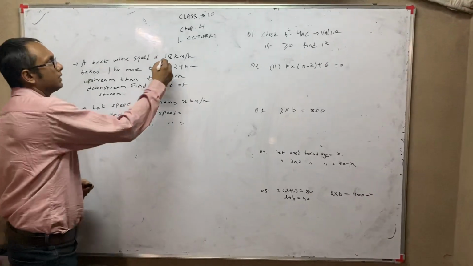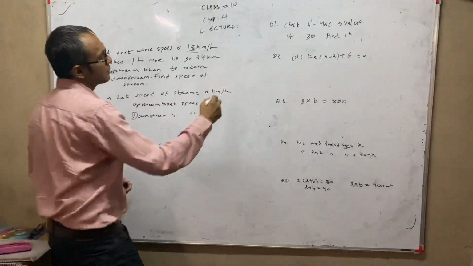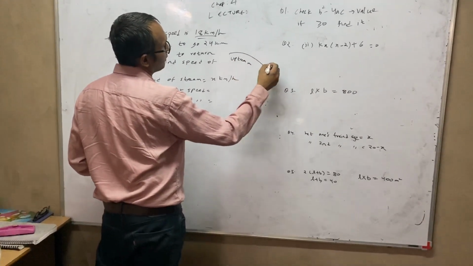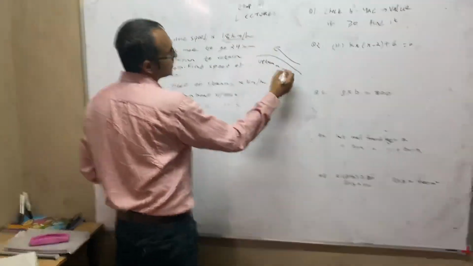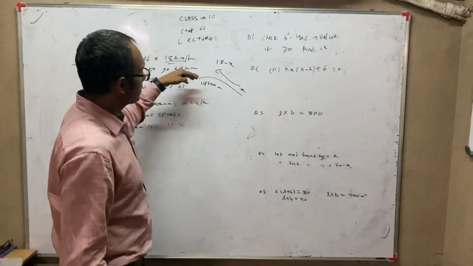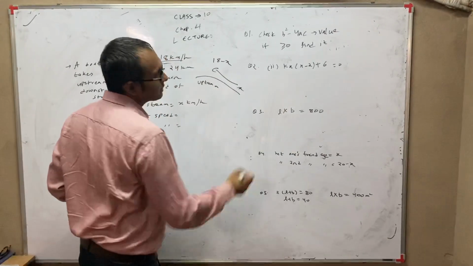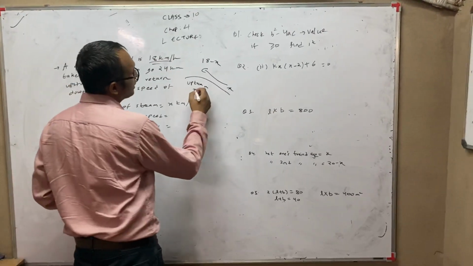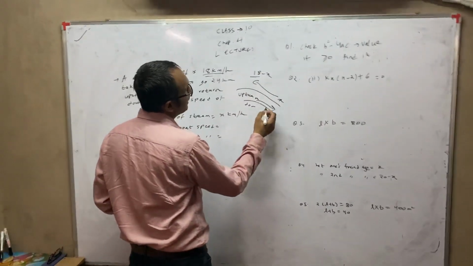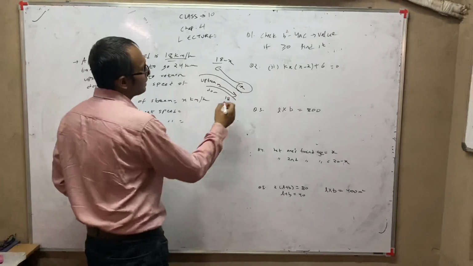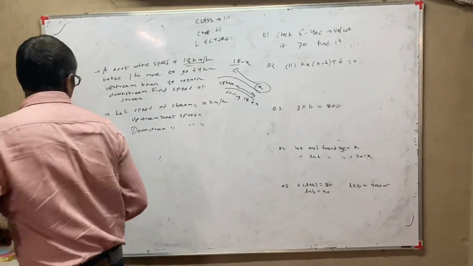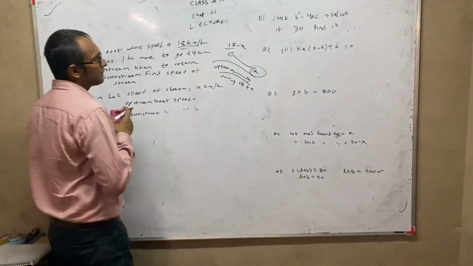Here the speed of the boat they have given is 18 kilometers per hour, and suppose when we are going upstream, when the boat is going up, and the speed of the stream is x, then the net speed is 18 minus x, because the speed of the river is against the speed of the boat. Similarly, if we are going down, we can add that, then the downstream speed will be 18 plus x. So say let the speed of the stream be x kilometers per hour.